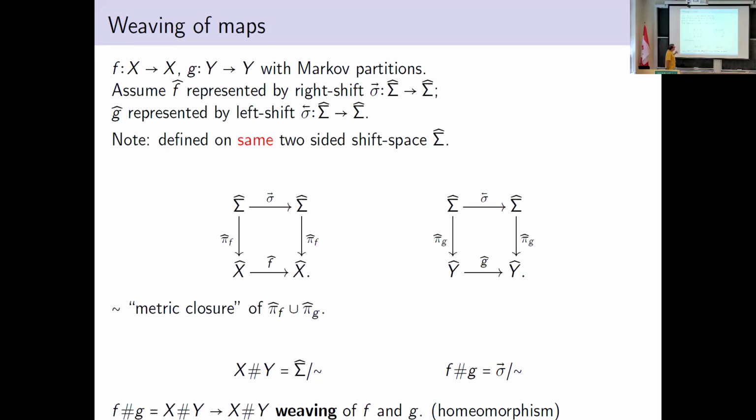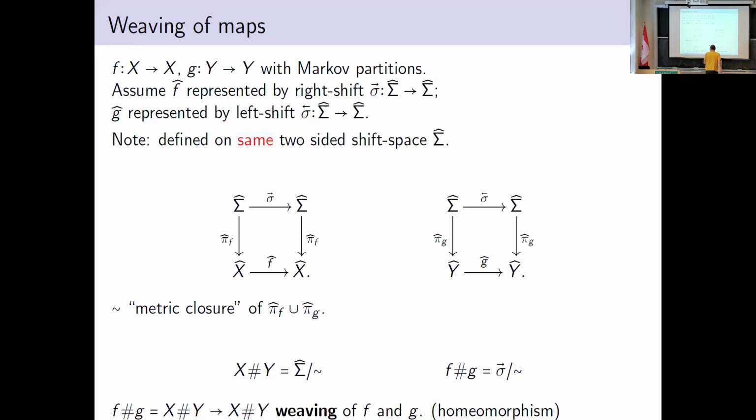Okay. And so, what is now the weaving? Well, I'm taking these identifications that come from the left and I'm taking both identifications at the same time. The weaving of the two maps is now just the shift descended to this quotient. The way everything is done is that these identifications are invariant under shifts, and therefore the union is invariant under shift, so everything is well defined, and that is the weaving of these two maps.